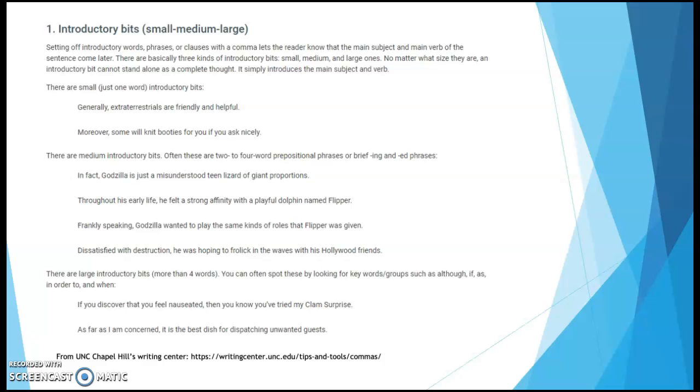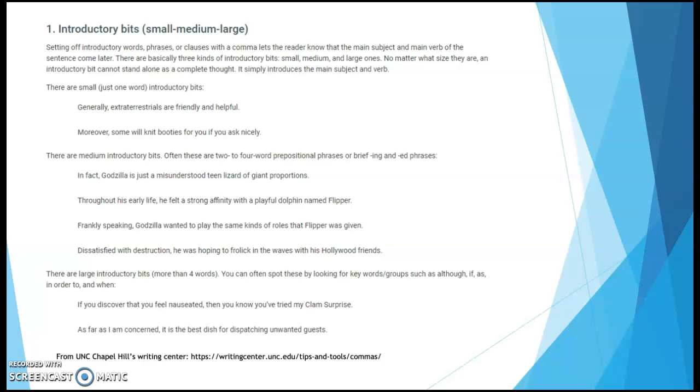So what do I do? I go to find a reputable source of information. This could be someone like a writing tutor, or it could be an excerpt from somewhere online that I trust. This is from UNC Chapel Hill's Writing Center, and it's their handout with tips and tools for commas. So I read about introductory bits, as they call it.